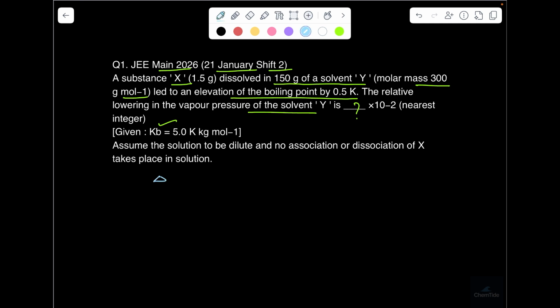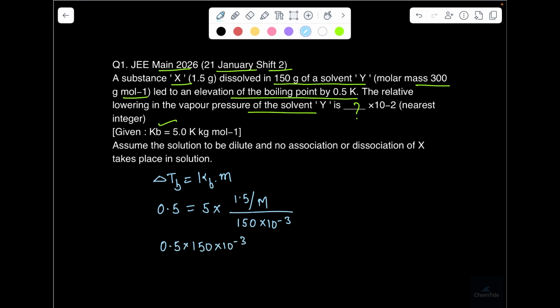First we can go with delta Tb equal to Kb into m. So Kb is given 5, and the molality of the solution, that is X, is 1.5 gram dissolved substance divided by the molar mass, and the solvent mass is given 150 into 10 to power minus 3. Delta Tb value is given 0.5. So on solving this, 0.5 into 150 into 10 to power minus 3 would be equal to 5 into 1.5 by m. So we will get the molar mass equal to 100 gram per mole.